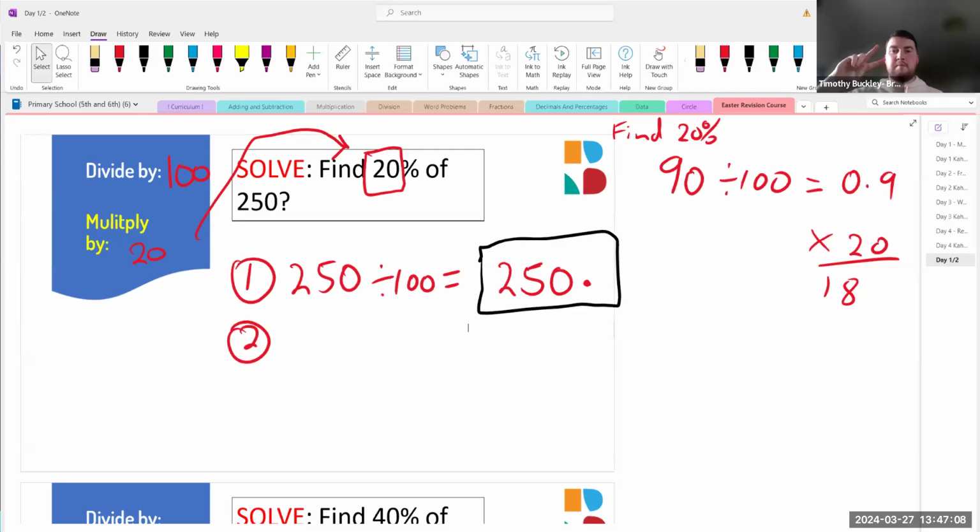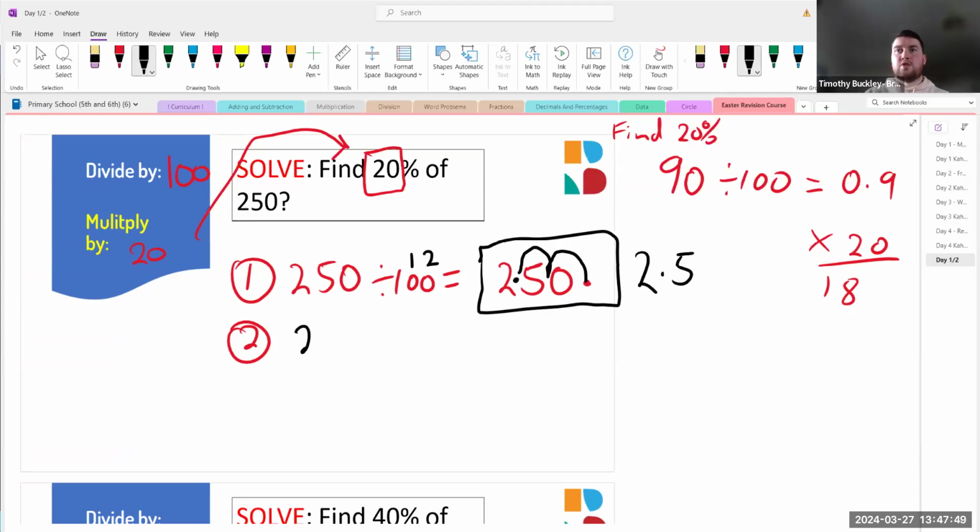So you're going to move it twice because there are 2 zeros in 100. We're dividing it by 100, so we're moving the decimal point twice. If we move it once, it's between the 5 and the 0. But if we move it twice, it ends up between the 2 and the 5. So the answer is 2.5. So 2.5 is what we get when we divide 250 by 100.